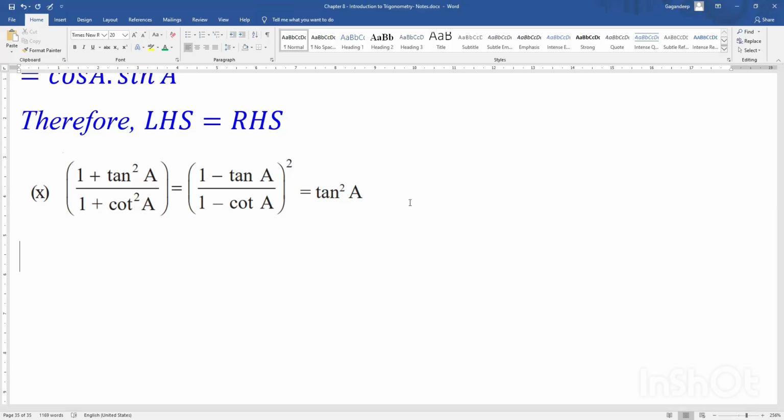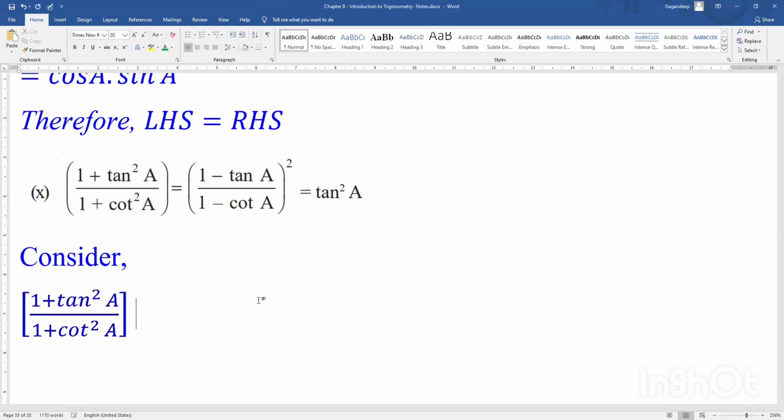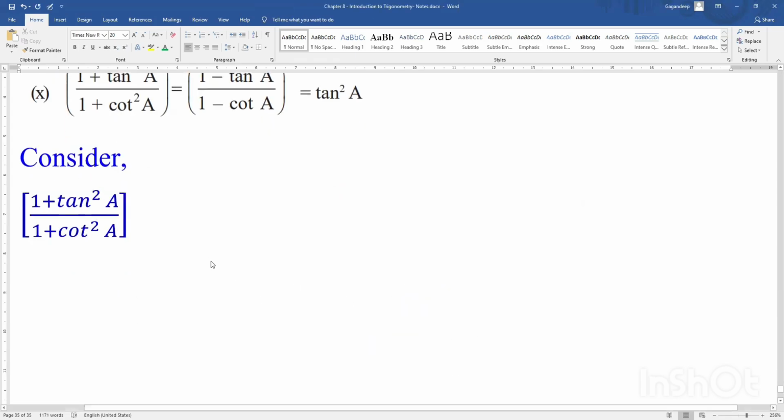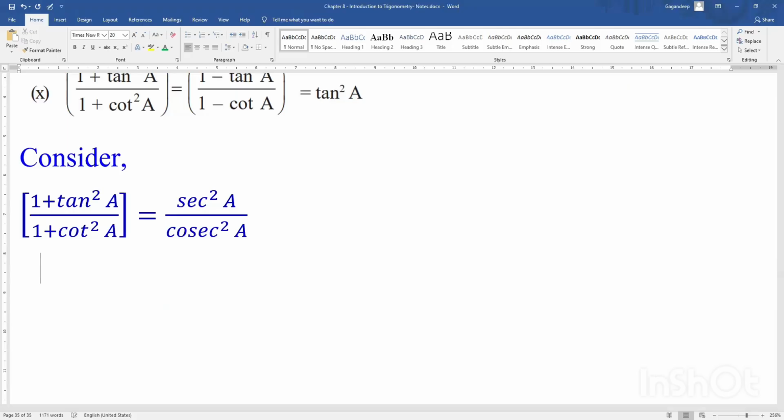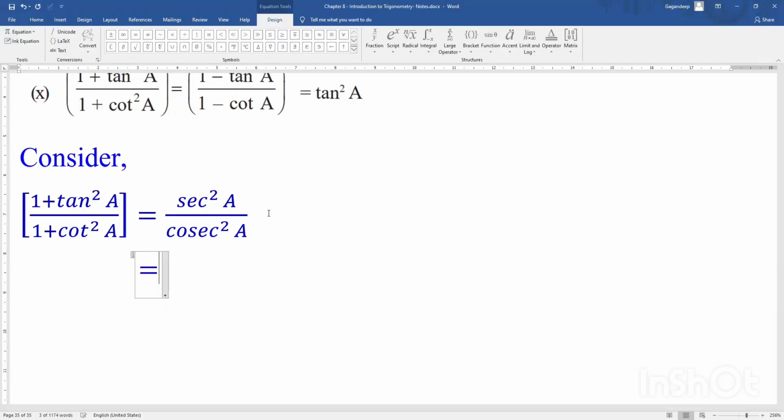So we are taking this, so I'm going to consider 1 plus tan square A by 1 plus cot square A. And we know that 1 plus tan square is secant square A and 1 plus cot square is cosecant square. So let me write that as secant square A by cosecant square A, because 1 plus tan square is secant square A and 1 plus cot square is cosecant square A, equals to.